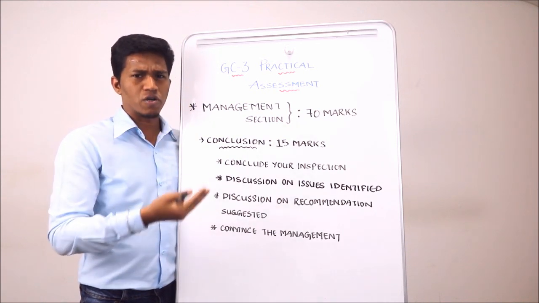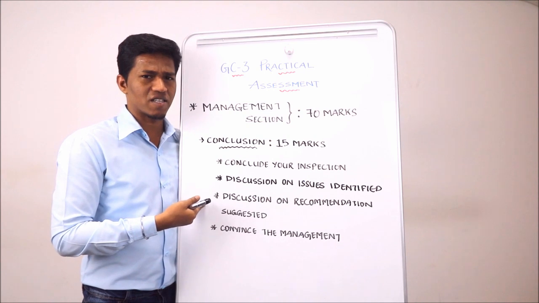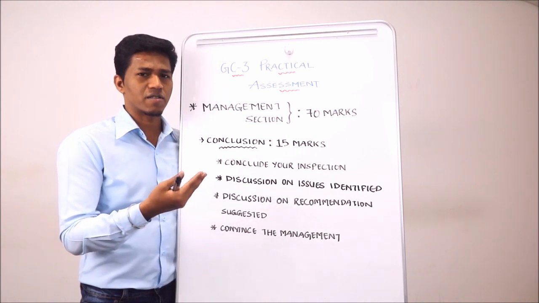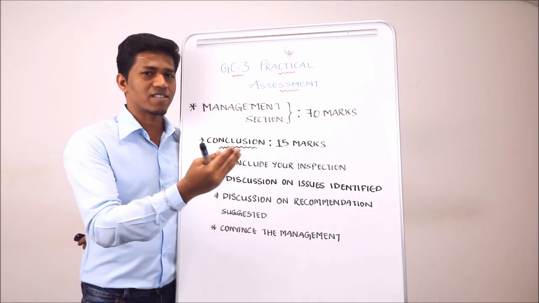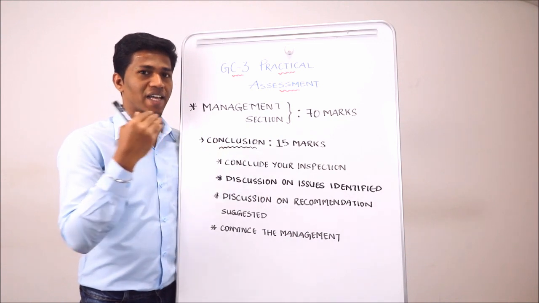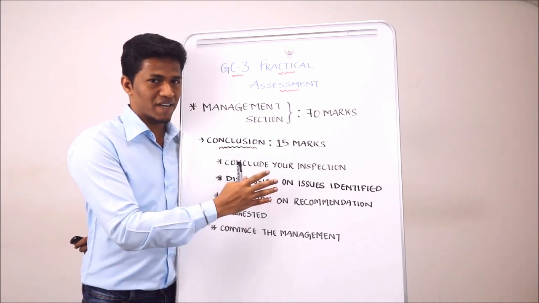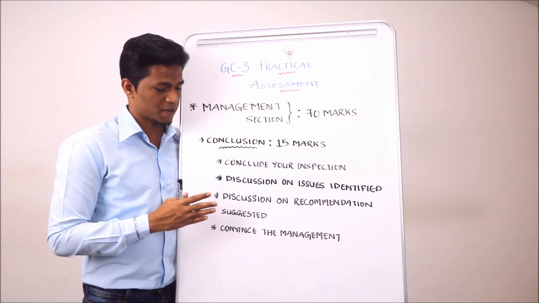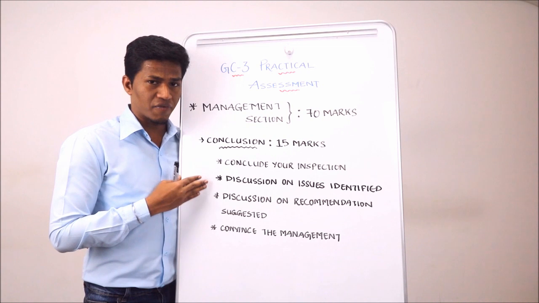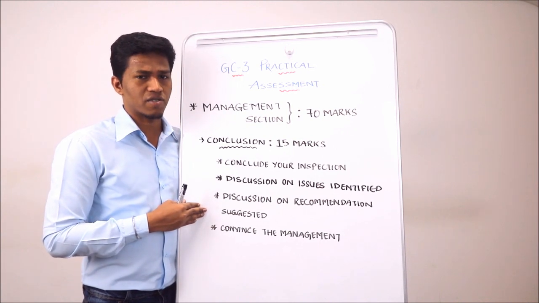Yes, you have given a good number of control measures. Please suggest these control measures here. Discussion. There are 2 different things: writing as it is and discussion are 2 different things. Here we are not writing as it is. We are going to discuss things. So we have discussed the issues identified. We have discussed the recommendations suggested.